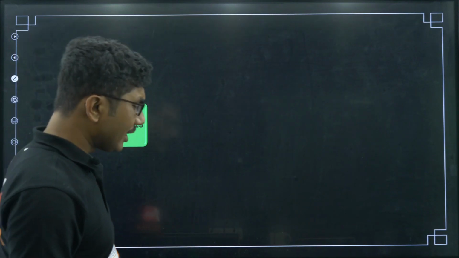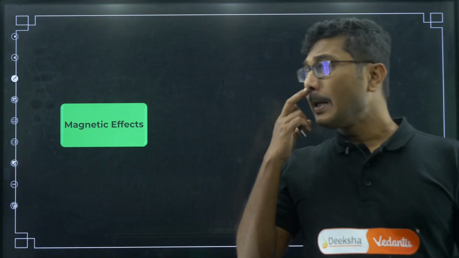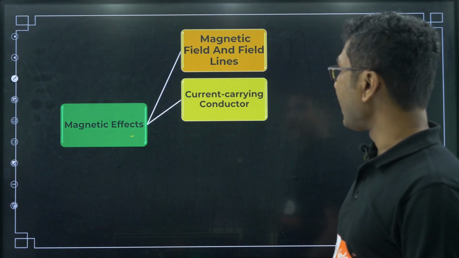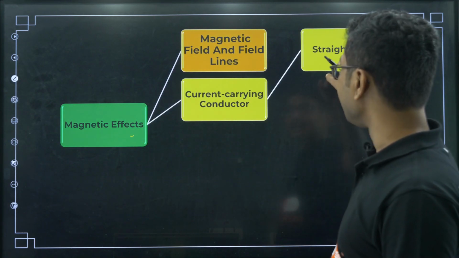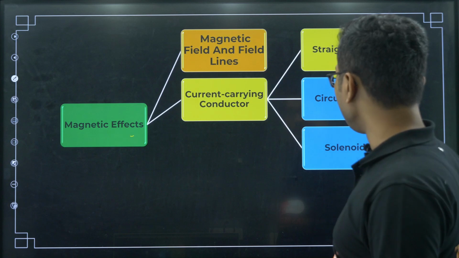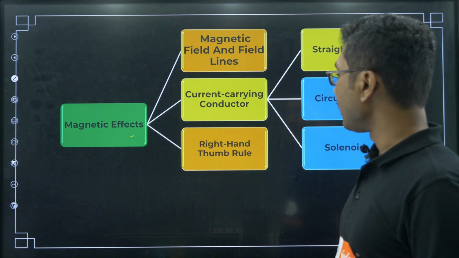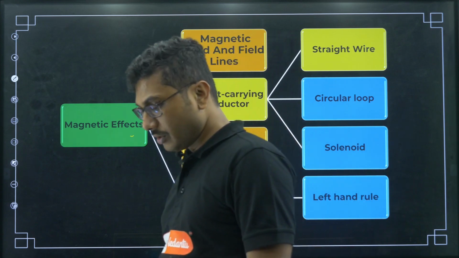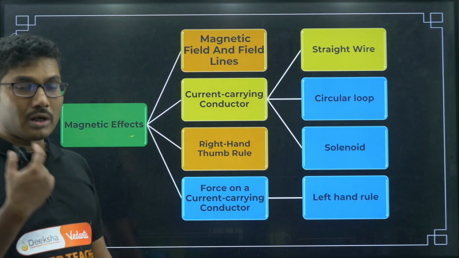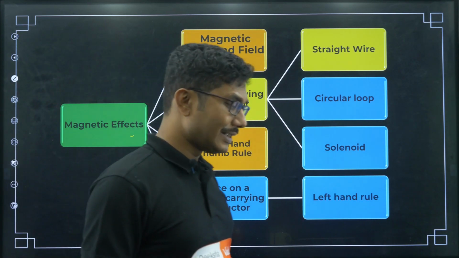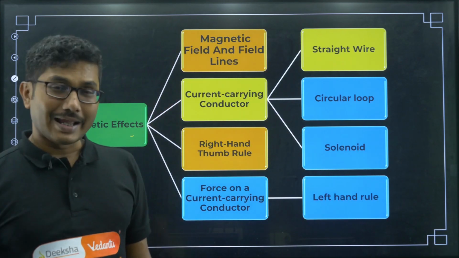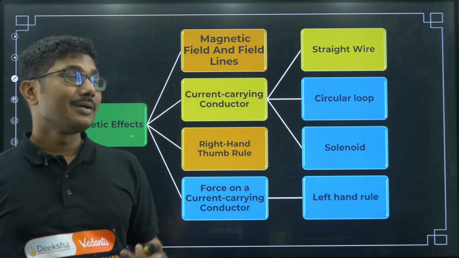So first let's look into the chapter detail. The topics are magnetic field and field lines, then current carrying conductor, then straight wire, then circular loop, then solenoid, right hand thumb rule, and force on a current carrying conductor, then left hand thumb rule. There is also one more small topic, domestic electricity, but I don't like that part. It's like a khichdi part.